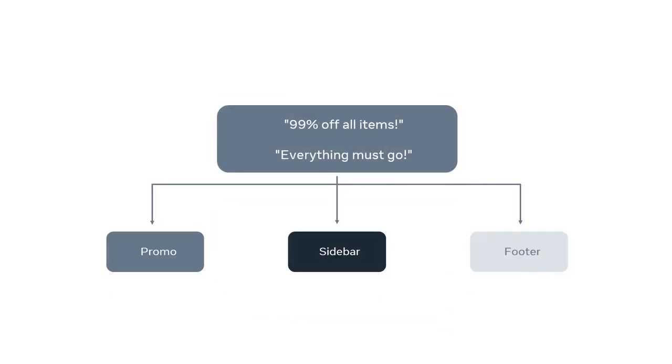But instead of writing the same code over and over, you can change your approach. You can establish a single source of truth that contains the two strings that store the values for the texts 99% of all items and everything must go. This will be contained within the parent component so that any data needed can be passed on to the child components using props. Now let's use this approach to update the promo component.